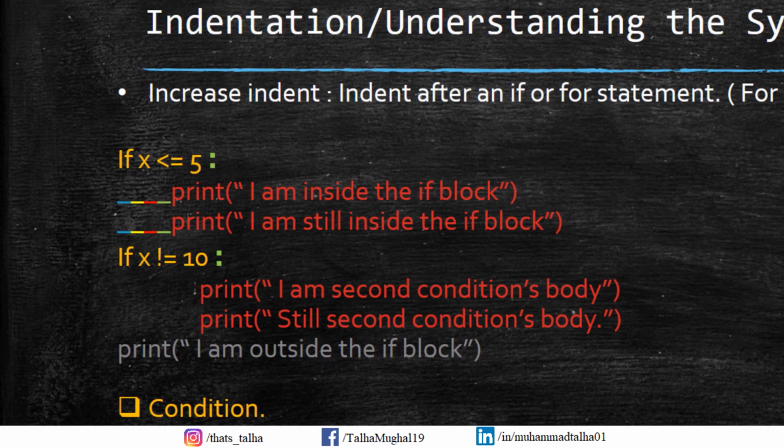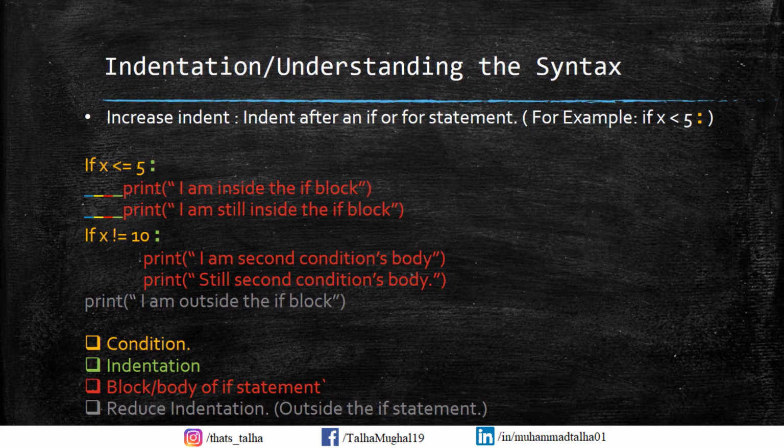Whenever you add a colon in a statement, whether it is a loop or a conditional statement, the next line after that colon will have a certain amount of spaces before it. Those spaces are known as indentations. Here I have mentioned all the components of this program by using different colors. Orange shows the condition, green and the spaces are shown by indentations.